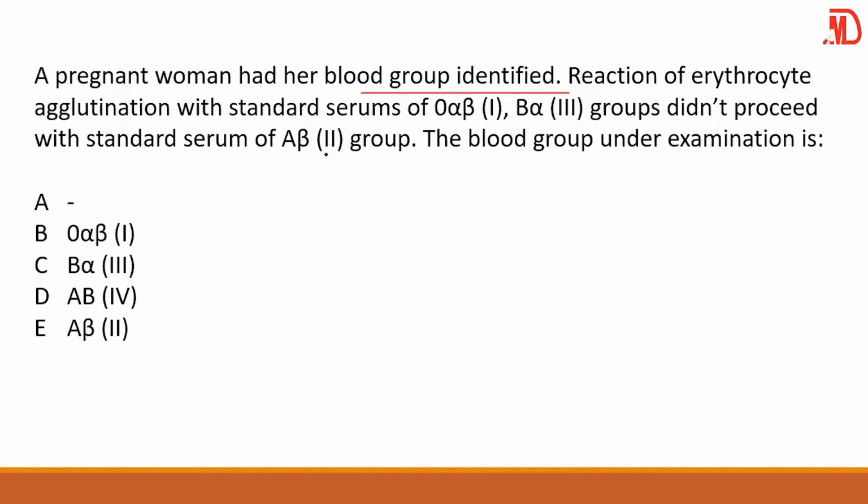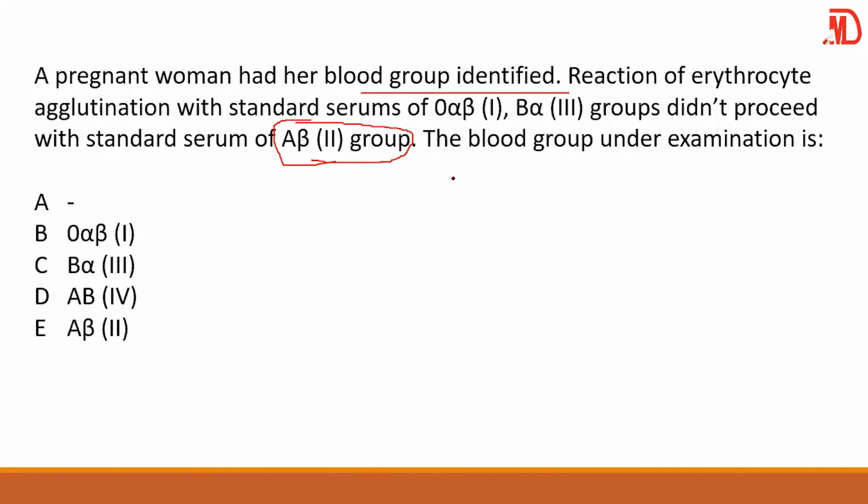What it means is that when you put blood group O and blood group B, they did not agglutinate with blood group what? So they said they didn't proceed with standard serum. That means that they were agglutination. So the blood group, wait, what am I saying? A minute. So hold on. Let's go back to the diagram that we drew the last time so we don't get ourselves confused.